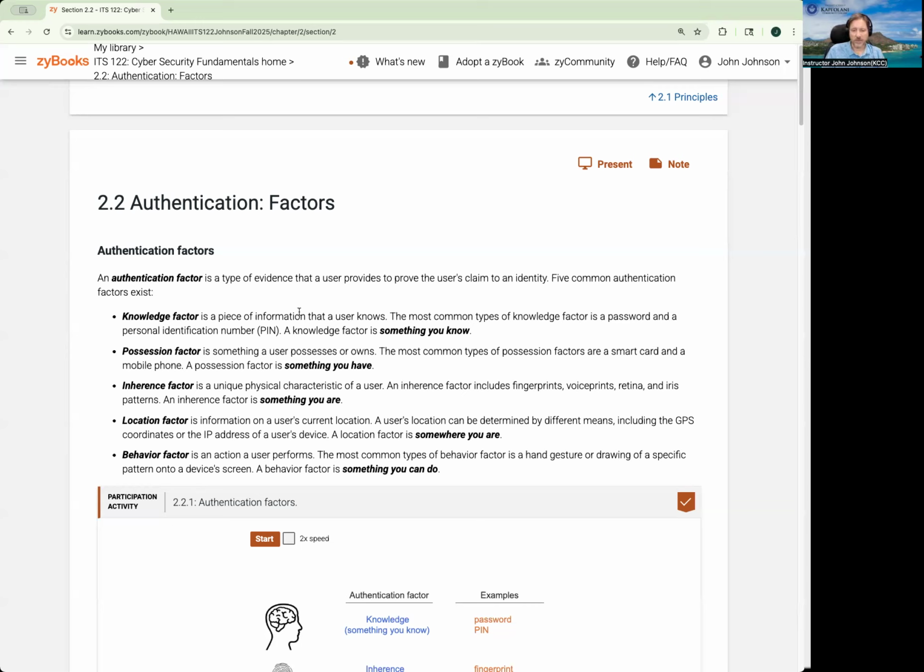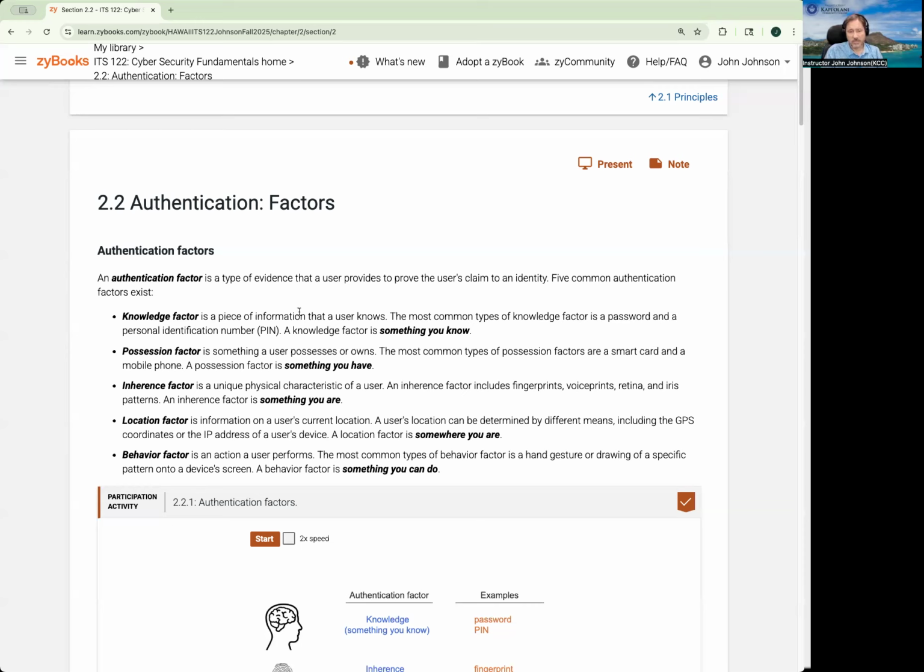We have another one that's kind of cool. It's called location factor, and that one's going to be somewhere you are, and they're going to determine that using your location. So you can use your GPS coordinates or maybe even the IP address of your user device. Some things, like I used to work with CRM, and CRM had ways of locking people out or restricting them to only certain IP address ranges. So if you were physically located in the building and you had a certain IP address, then it knew that you were okay, so it would allow you in.